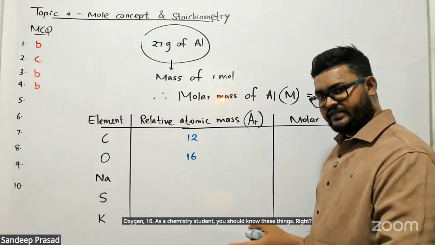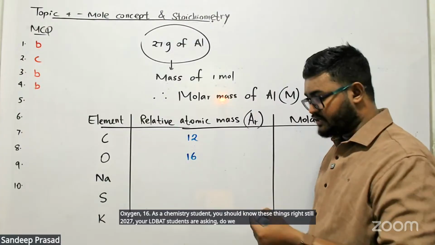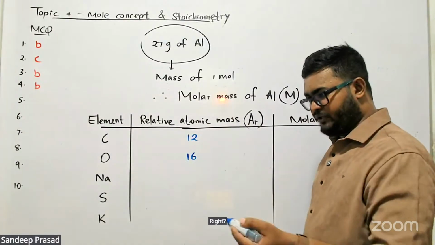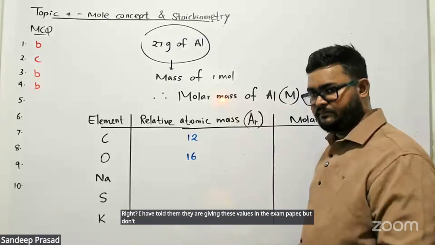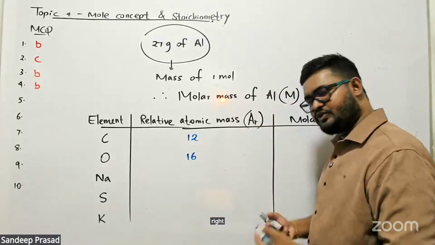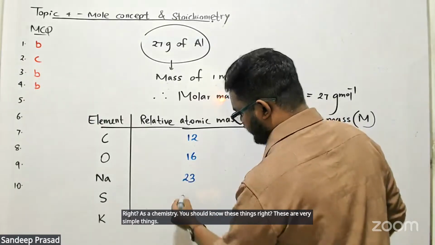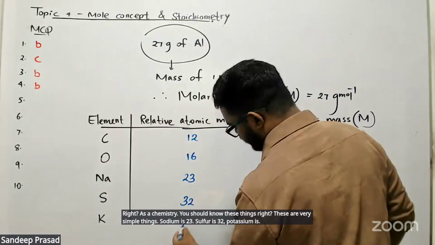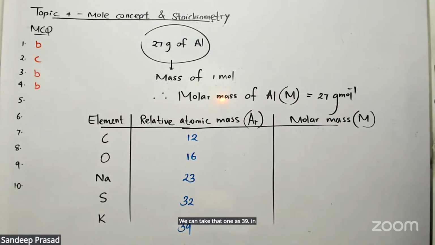Even now, your elder batch students are asking, do we need to remember these things? We have to remember, right? I have told them they are giving these values in the exam paper, but don't rely on them. These are very simple things. Sodium is 23. Sulfur is 32. Potassium we can take as 39. So these are the relative atomic masses.